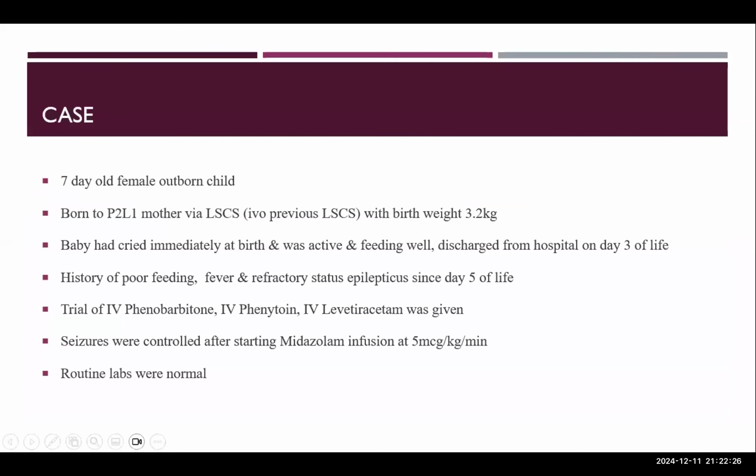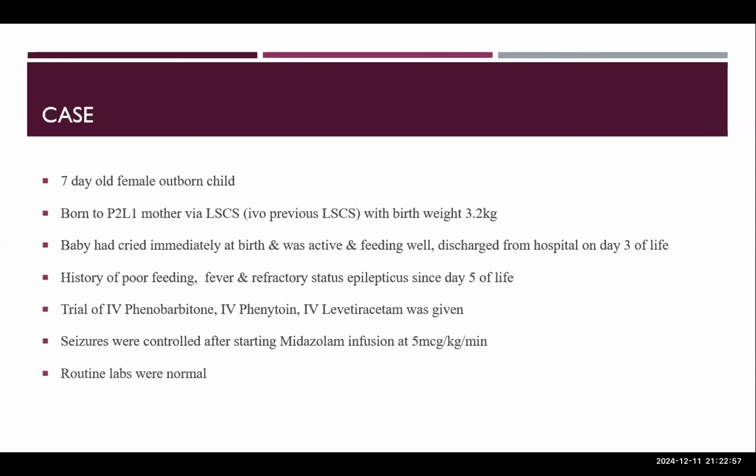So coming to the case, it's a 7-day-old female outborn child born to a P2L1 mother via LSCS in view of previous LSCS with a birth weight of 3.2 kg. Baby cried immediately at birth and was active and feeding well and was discharged from hospital on day 3 of life. Child developed poor feeding, fever, and refractory status epilepticus since day 5 of life, and a trial of IV phenobarbital, IV phenytoin, and IV levetiracetam was given. However, seizures were only controlled after starting midazolam infusion at 5 mg per kg per minute.